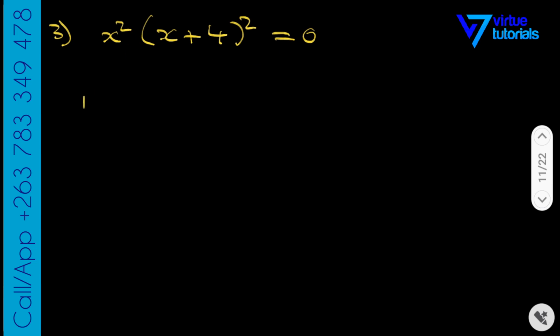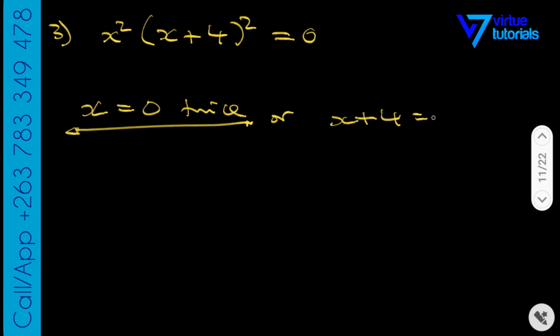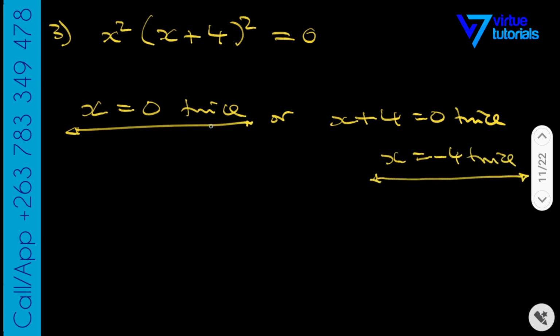So for example, I'll write x is equal to 0, then I'll write twice. It's going to happen 2 times. Or I can take this part here, x plus 4 is equal to 0, twice as well. So x is equal to minus 4 when I solve it twice. So that's how I can write it. There are two scenarios where x is 0, and there are two scenarios where x is equal to minus 4.